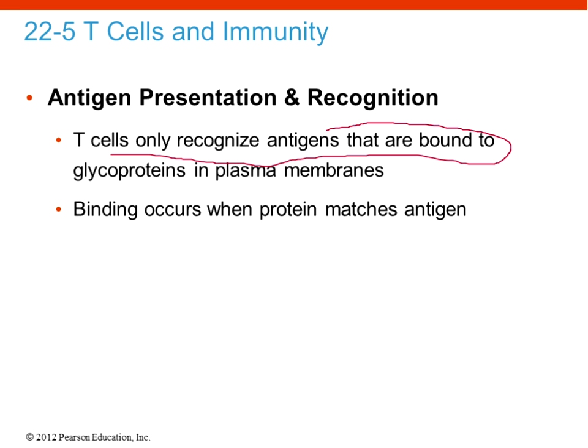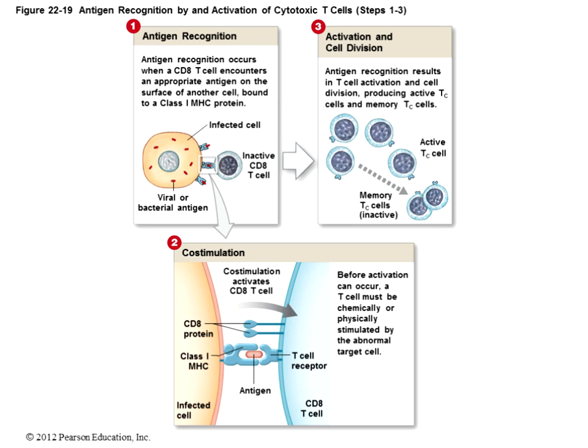Antigens present, T cells recognize antigens that are bound to the plasma membranes of the target, right? And binding will occur when it matches that specific antigen. That's how T cells recognize the appropriate target. Okay, and so you have antigen recognition, for instance, like a CD8 T cell, which we'll talk about a little bit later, encounters an appropriate target.